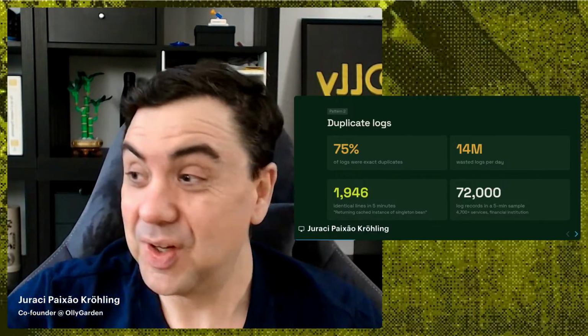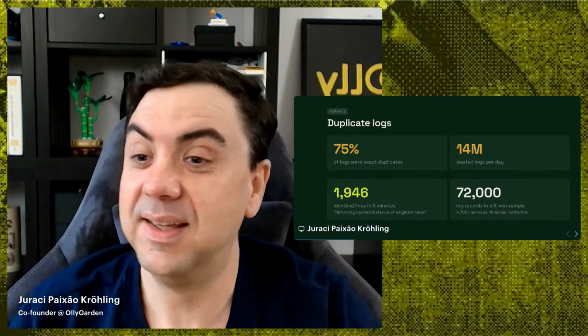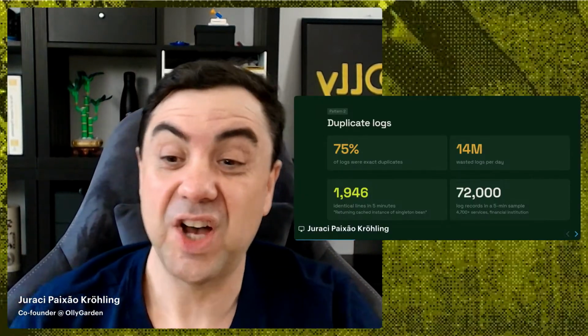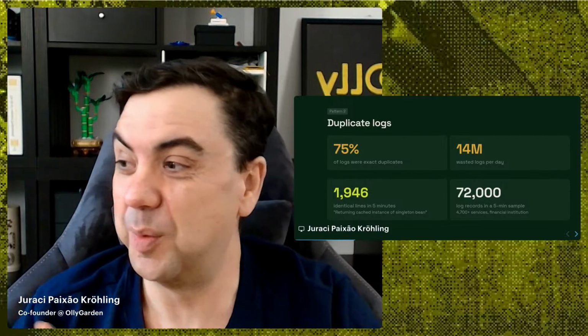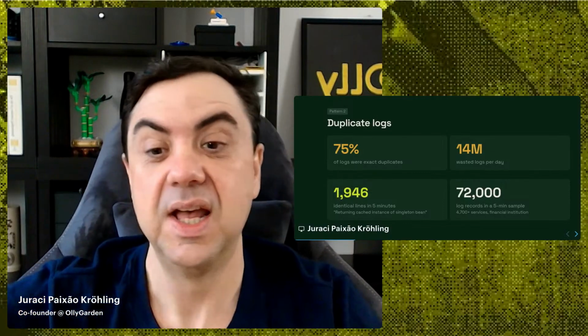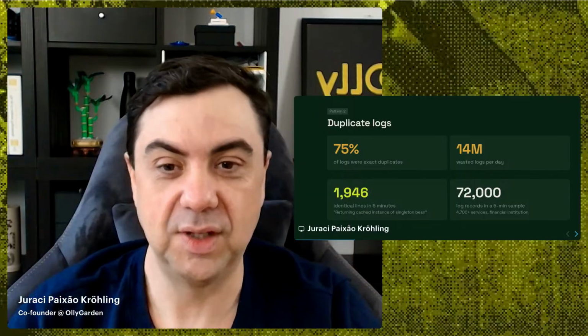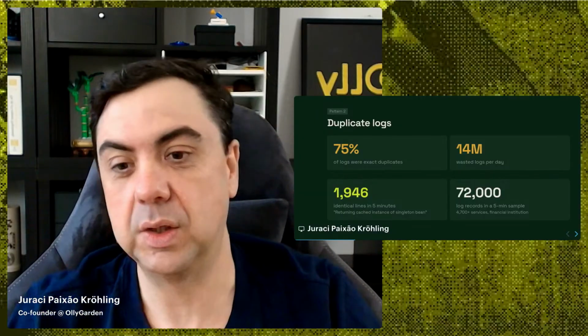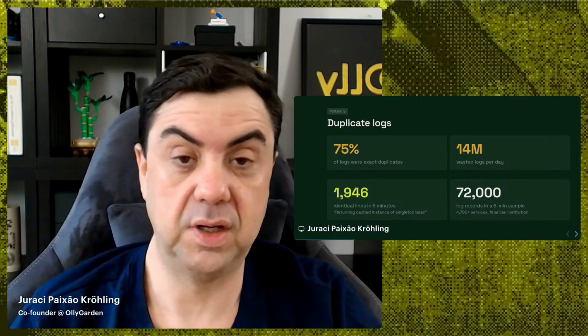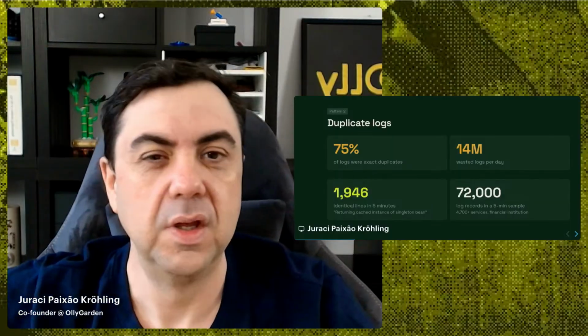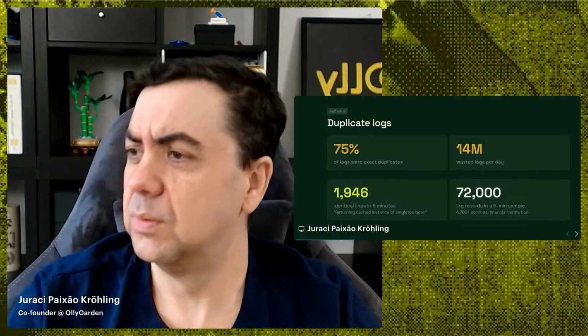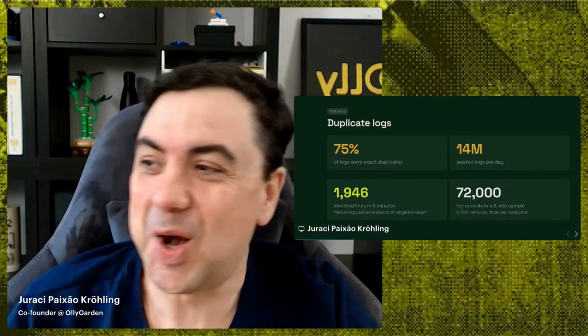And I know you do, because the pattern that I see is that over 75% of the logs that we've seen from specific users of OllyGarden are exact duplicates, right? So without much effort, we can eliminate 75% of the logs from that specific user. So over 14 million log records are wasted per day.